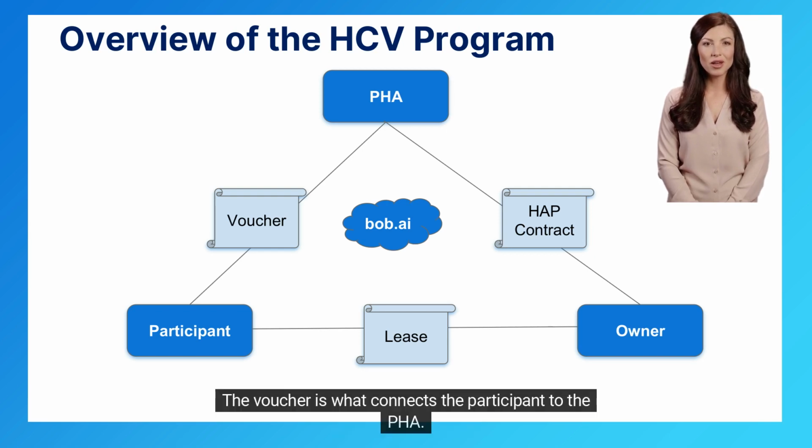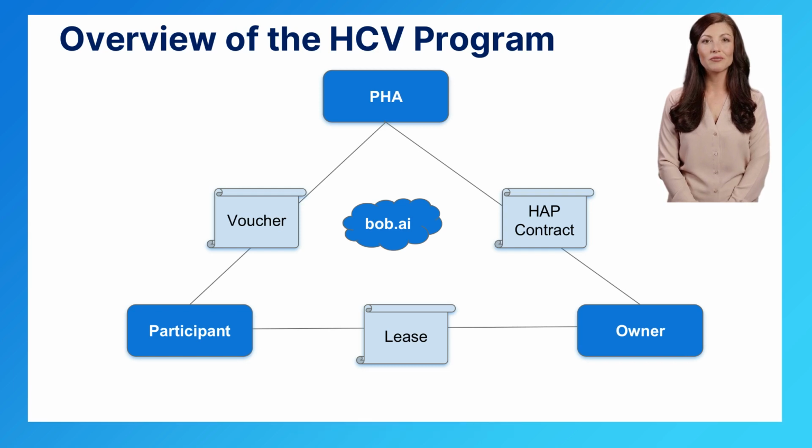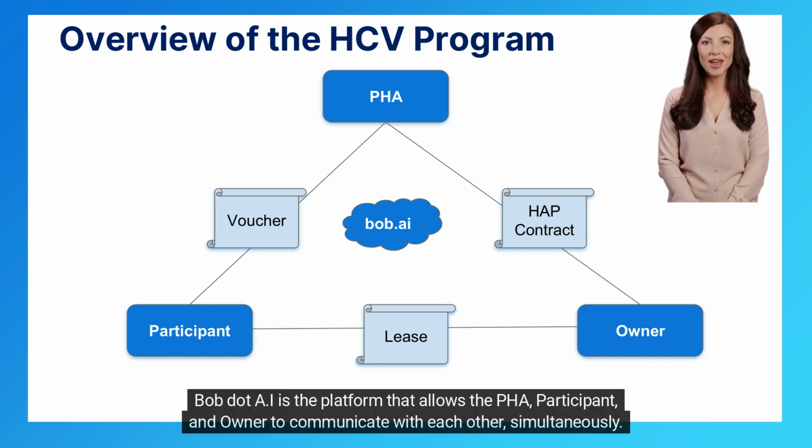The voucher is what connects the participant to the PHA. The lease is the document that connects the participant to the owner of the rental unit. Similarly, the Housing Assistance Payment (HAP) contract is what connects the PHA to the owner. Bob.ai is the platform that allows the PHA, participant, and owner to communicate with each other simultaneously.